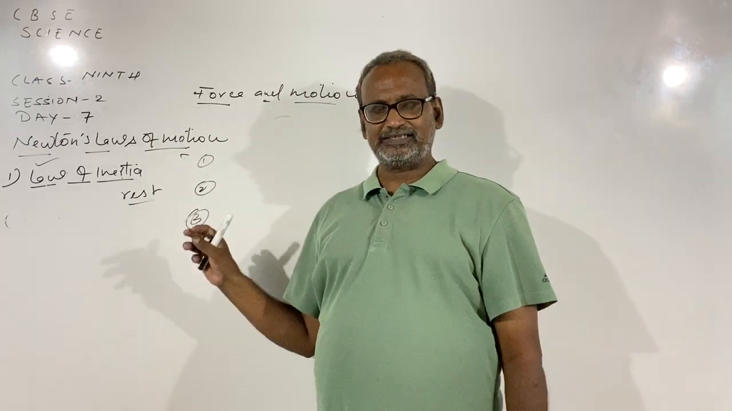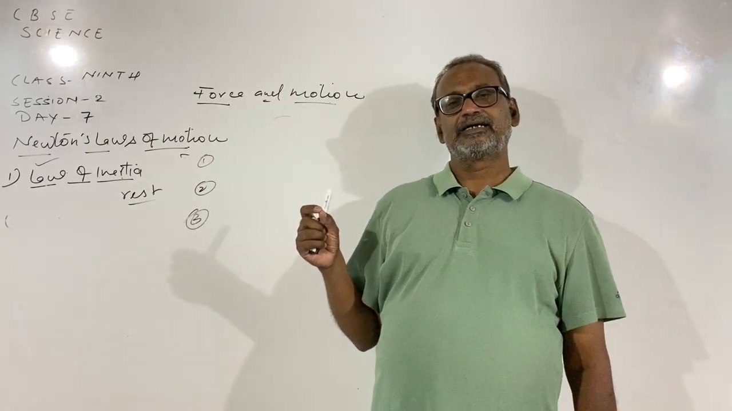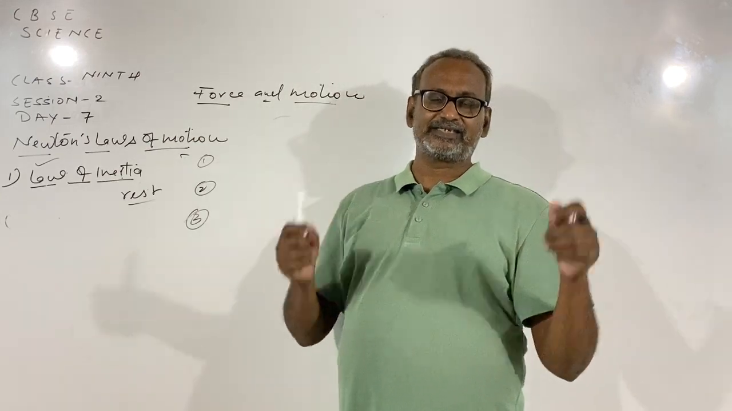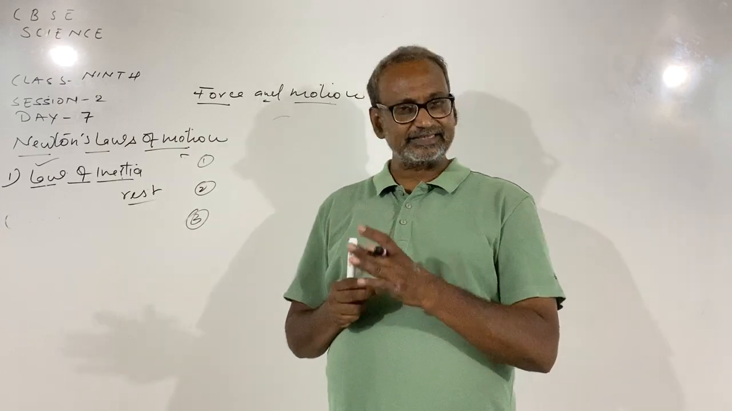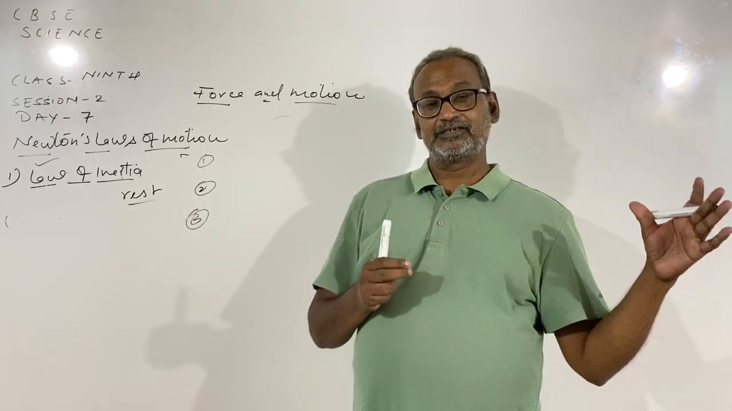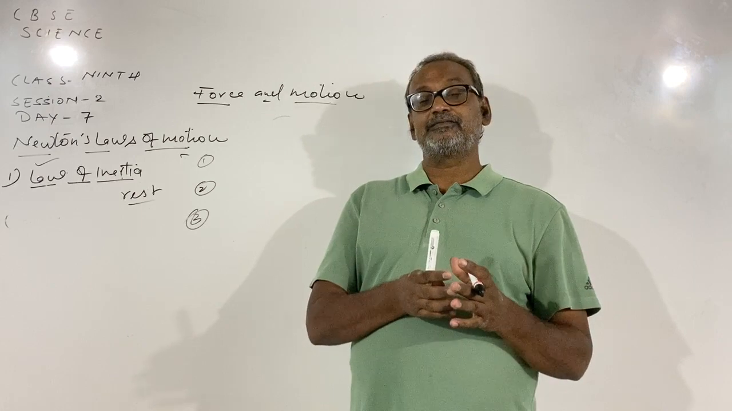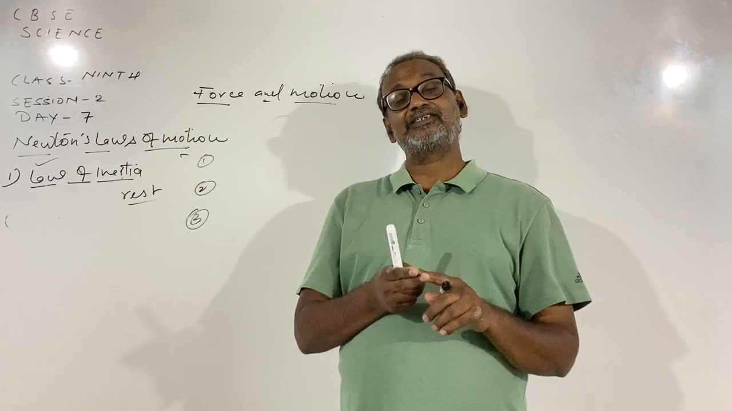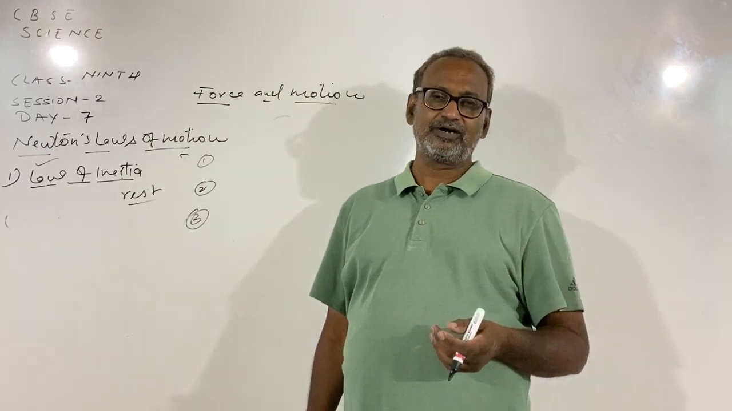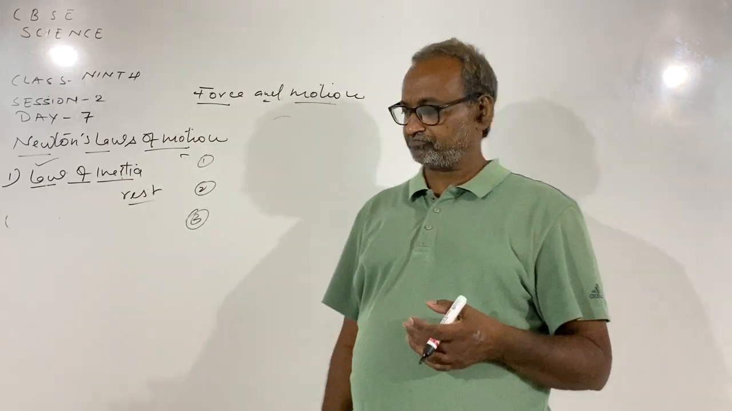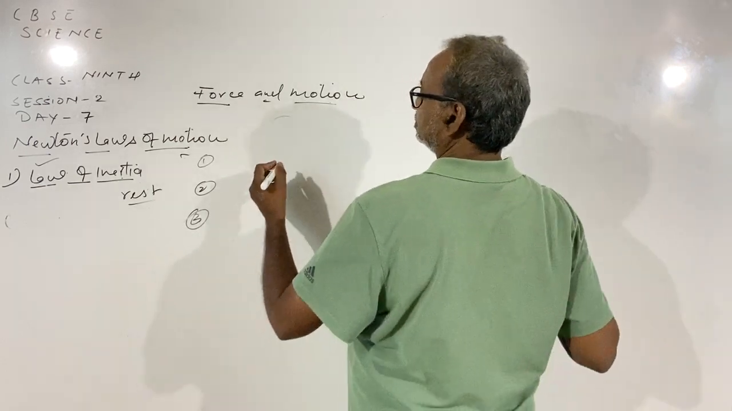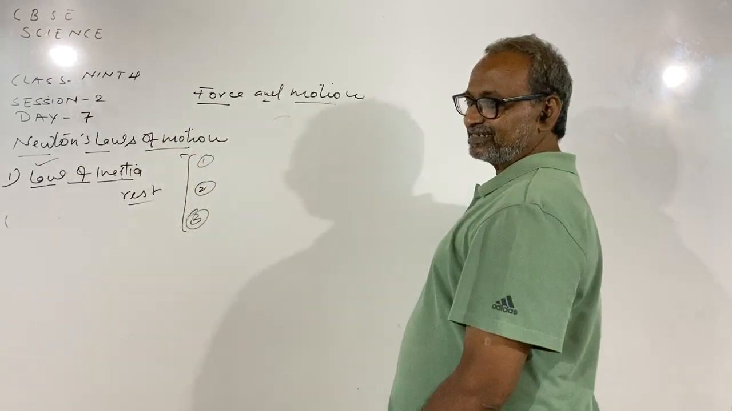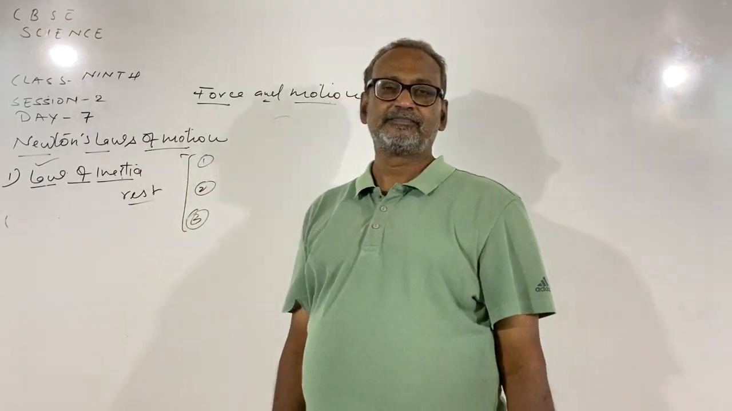Initially, the blanket and the dust particles are in the state of rest. When the blanket or the carpet is jerked or it is hit with a stick, it is displaced, but the dust particles, due to inertia of rest, remain at rest and get separated from the blanket or the carpet, as the case may be. So these are the illustrations of inertia of rest.